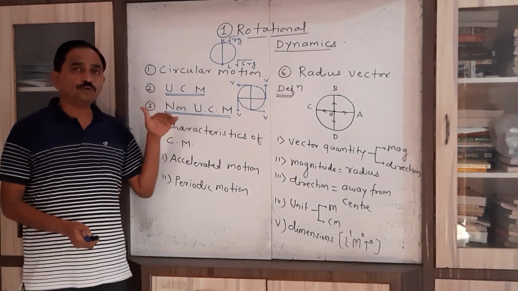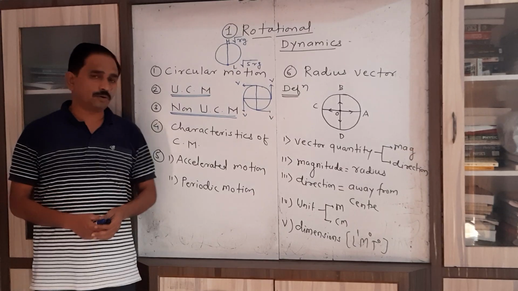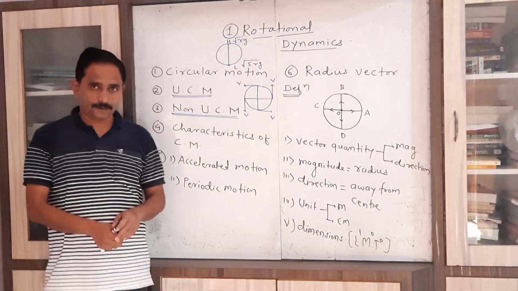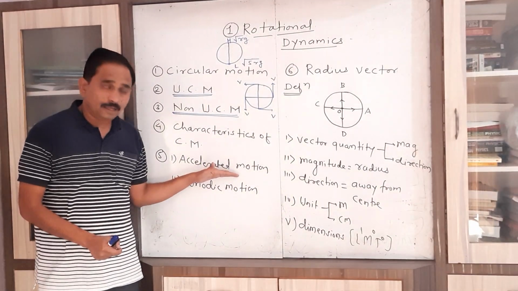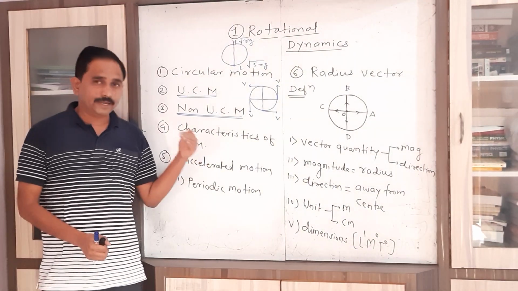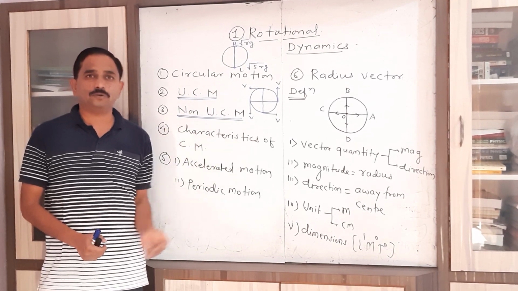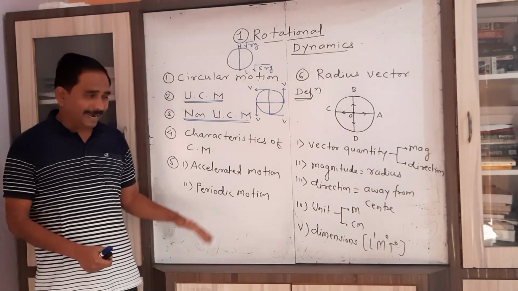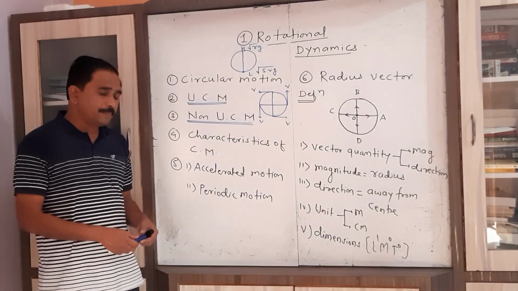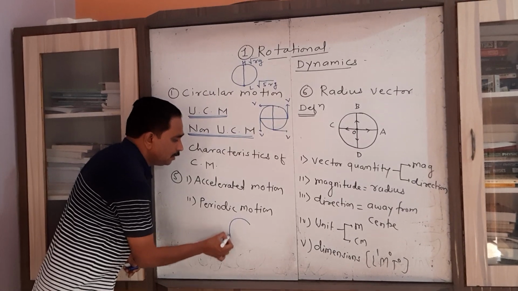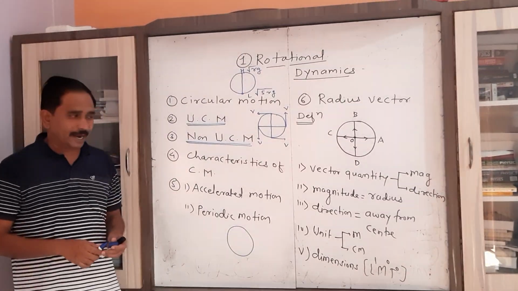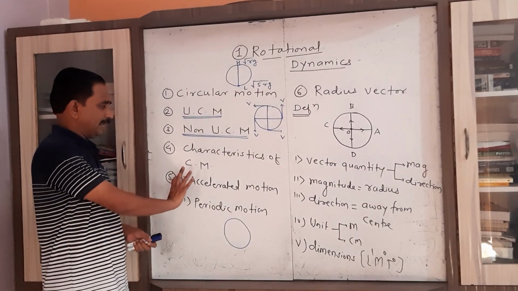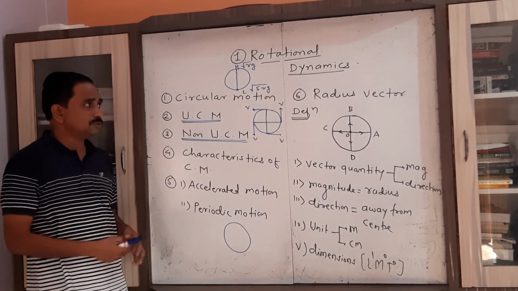Then we saw the two characteristics of circular motion. Circular motion is an accelerated motion. Any motion in which the velocity of that object changes with respect to time is considered an accelerated motion. And the motion which repeats its path after a definite interval of time is called a periodic motion. So these are the two characteristics of circular motion.